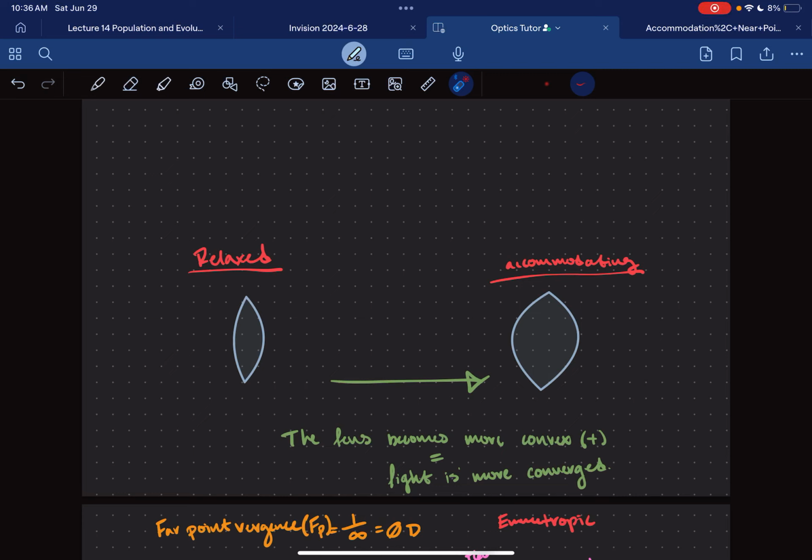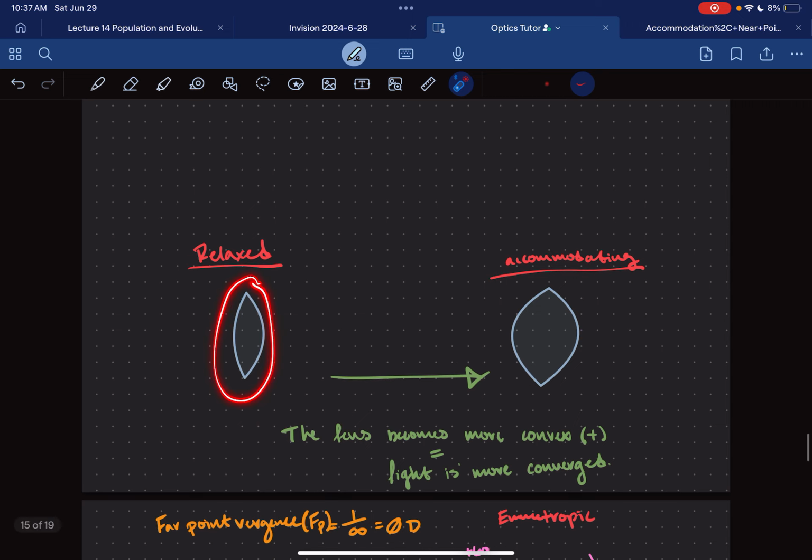Alrighty, so we're going to go over the stuff we learned from this week about accommodation and all that. As we get started, I want to talk about lenses and what's going on with the lens within our eyes when we do accommodate. When we're in a relaxed state, our lens is less curved. It's just kind of stretched out. And when we do accommodate, it becomes more curved or more convex.